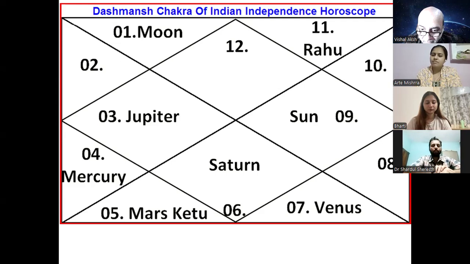Shardul, when did Pokhran happen? Actually, Pokhran 2 happened under Atalji's leadership, around 98 or 99. I do not know exactly. Venus Dasha was going on, I think. Yes, Venus Dasha was going on. That was a major scientific development.